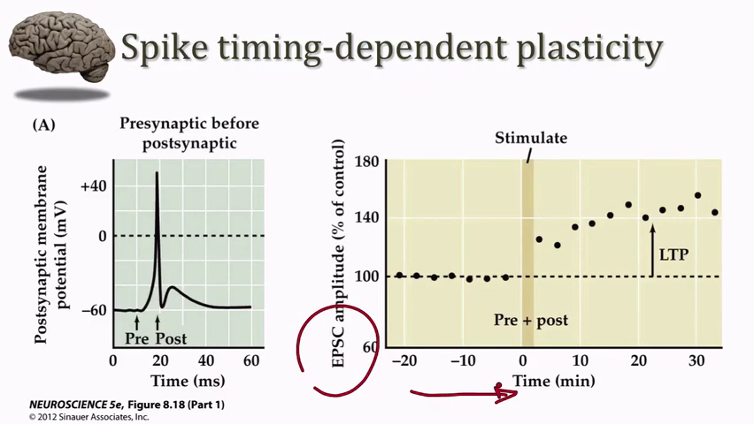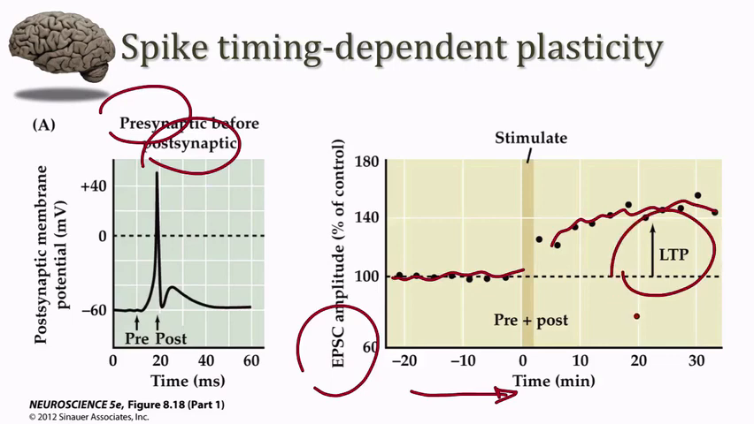And what we find is that when we provide that stimulus, where the presynaptic input happens before the postsynaptic input, then there is an elevation of the excitatory postsynaptic current. So the amplitude is increased by about 40%, and so this is evidence of long-term potentiation in this pre-before-postsynaptic regime.